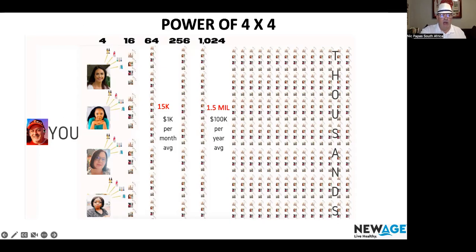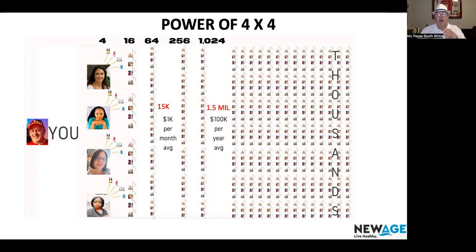There I am on the left. That's me. The first thing you do when you start your business is you find 4 people. 4 people that you know, that are close to you, that are looking for an opportunity, a second income, maybe unemployed, or maybe want a side hustle. So the 4 people come into your system.